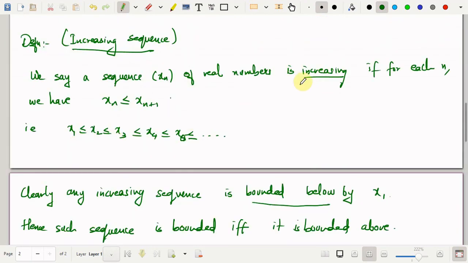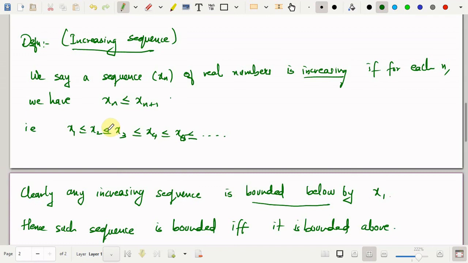I haven't used the word strictly increasing. So even if the sequence is constant, that can be called an increasing sequence, because the first term would be the same as the second term, which would be the same as the third term, and it goes on. So in fact that is an example of a sequence which is bounded above as well. It's increasing as well as bounded above, right? Because of that equality, this less-than-or-equal, even the constant sequence is an increasing sequence.